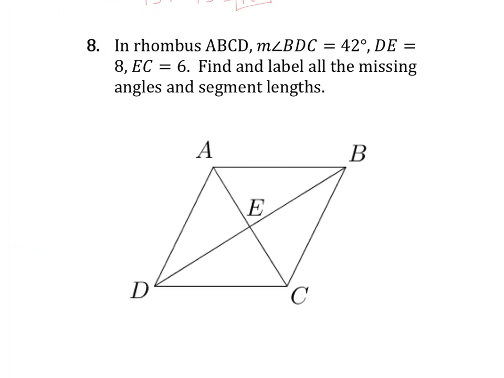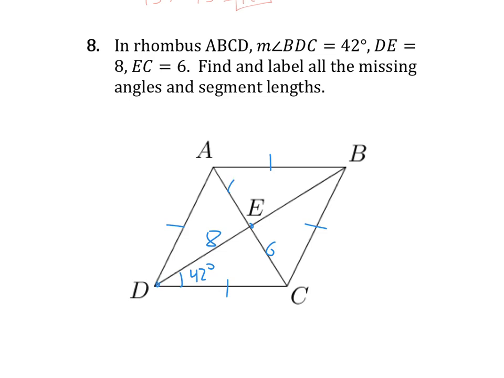All right, how about a rhombus here? Well, a rhombus, we know opposite sides are congruent. Okay, and we're told some angles. BDC is 42. So BDC goes from B to D to C. That's this angle right here. So this angle is 42 degrees. Let's label that. Again, real important to write these labels on there. DE is 8. That's the length from D to E. EC is 6.